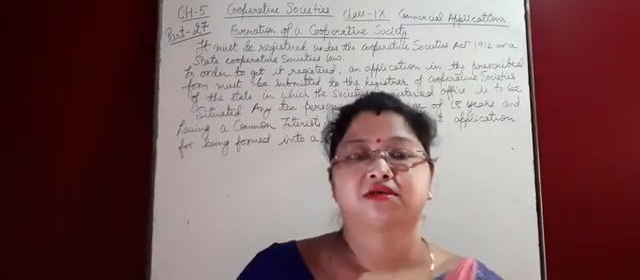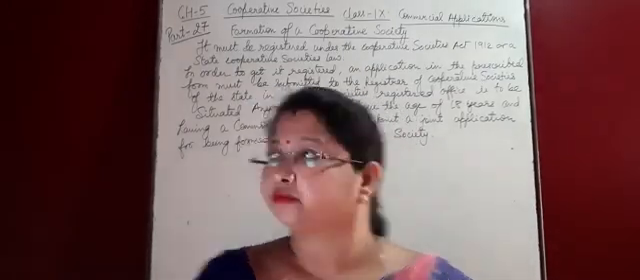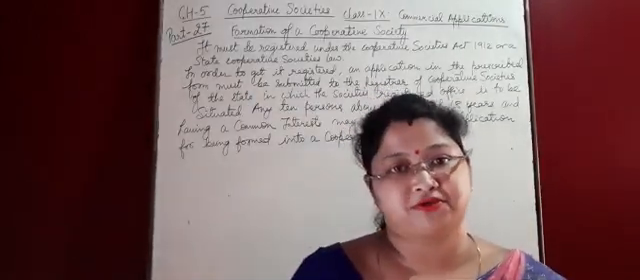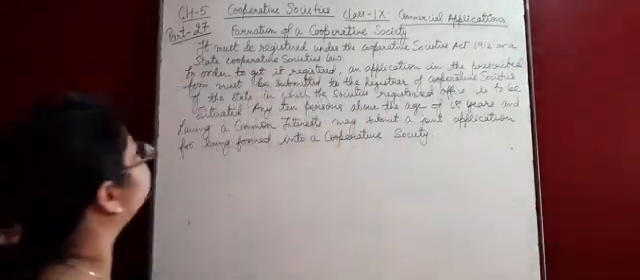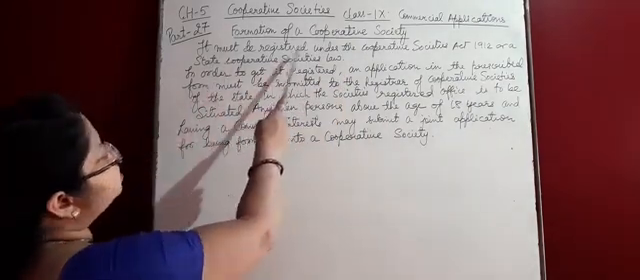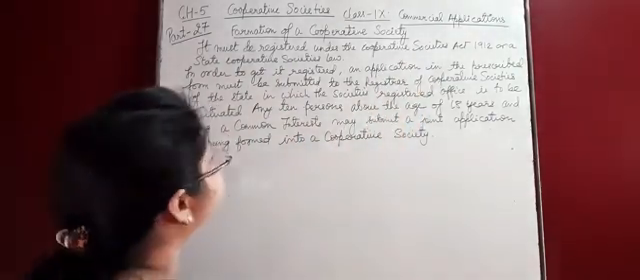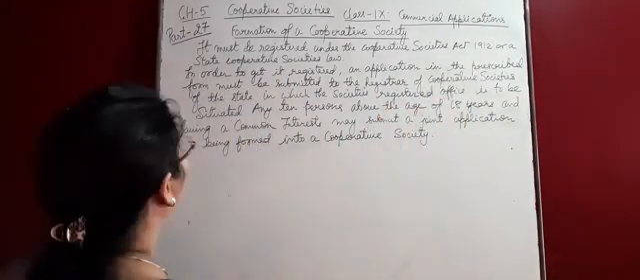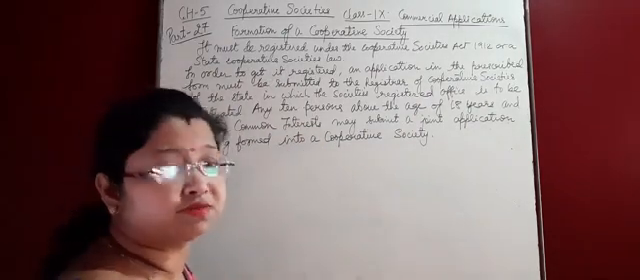Good morning, students. I am going to continue chapter 5, Cooperative Society, part number 27. So today we will discuss the formation of a cooperative society, how we are going to form it. First of all, for the formation of a cooperative society, it must be registered under the Cooperative Societies Act 1912 or State Cooperative Societies Law. So the registration of the cooperative society is a must.